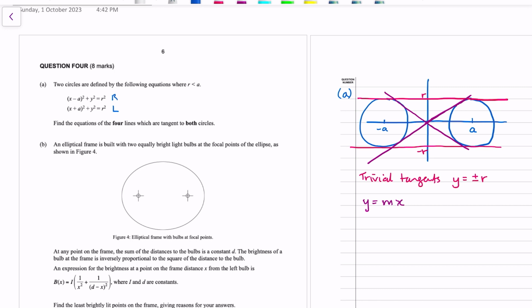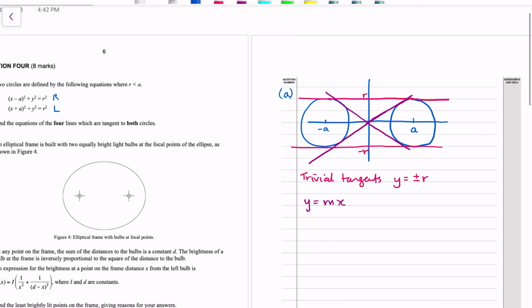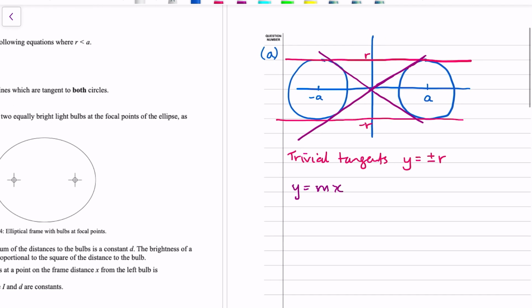Okay, so what am I actually trying to achieve here? I'm trying to find the equation of this tangent, so I want to find what m is. How does m relate to a and r? Now it turns out there's actually a quicker way than what I'm going to do, but I'll leave you to spot it. It's a geometric one, looking at the diagram there, you might want to pause and think about it.